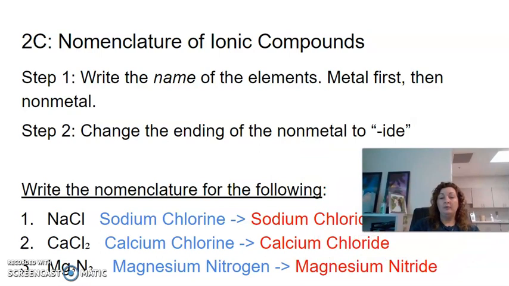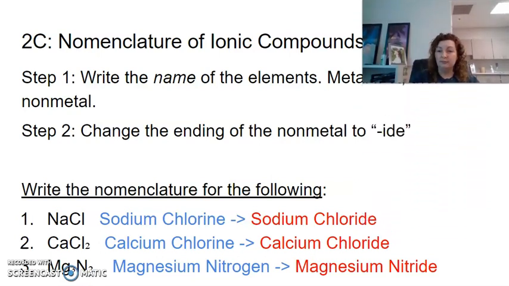So now we're doing nomenclature, which is how to name compounds, and we're going to start with ionic compounds, okay? First thing you do, write the name of the element. The metal always goes first, and then the non-metal. Then you're going to change the ending of the non-metal to IDE, just the very end of the word. So let's try a couple out. Super simple, you guys.